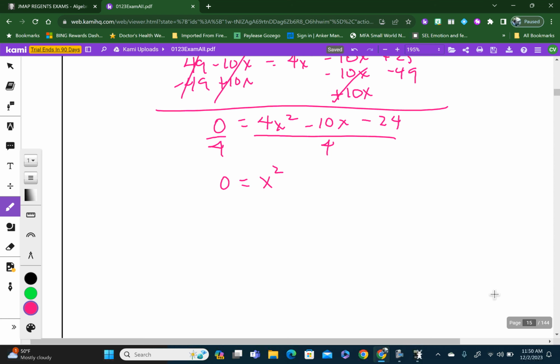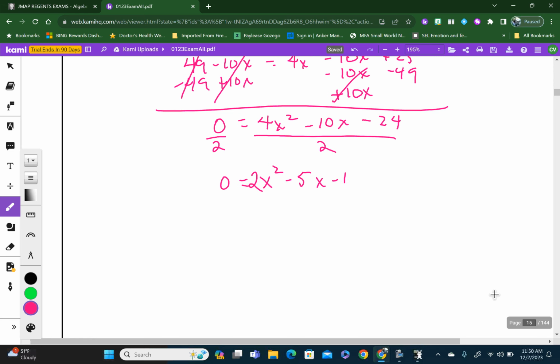Wait, what? We cannot divide it by 4. We can divide it by 2. Come on, chicken nugget. We can divide this by 2, right? Because 10 doesn't go into 4. So divide everything by 2. So this is now going to give me 2x squared minus 5x minus 12.